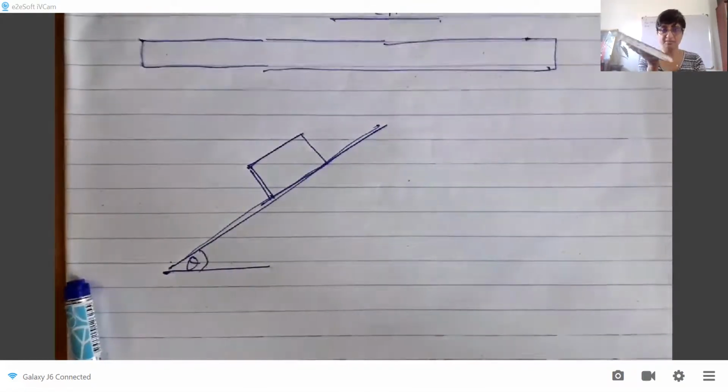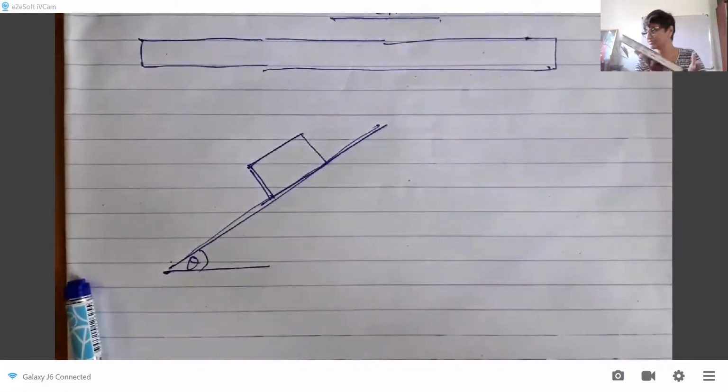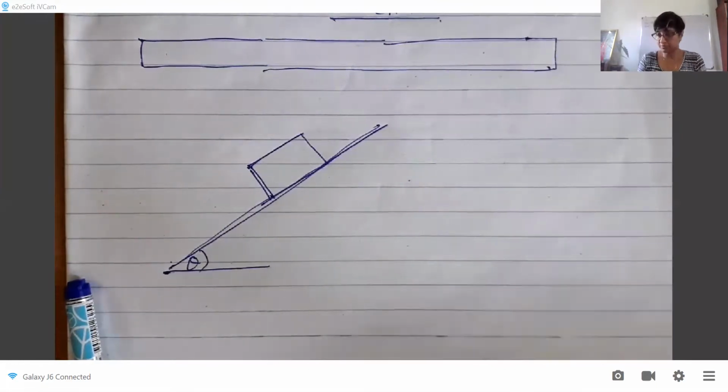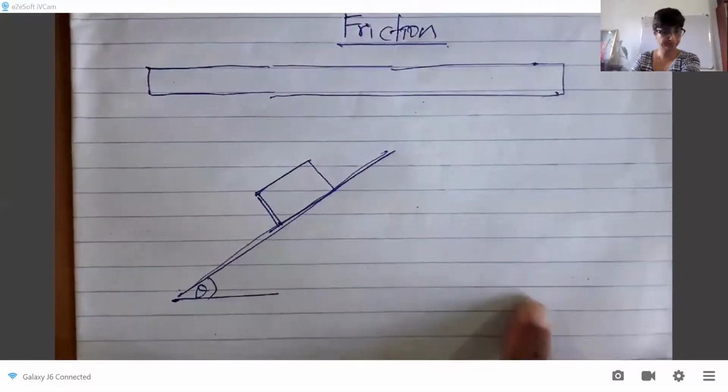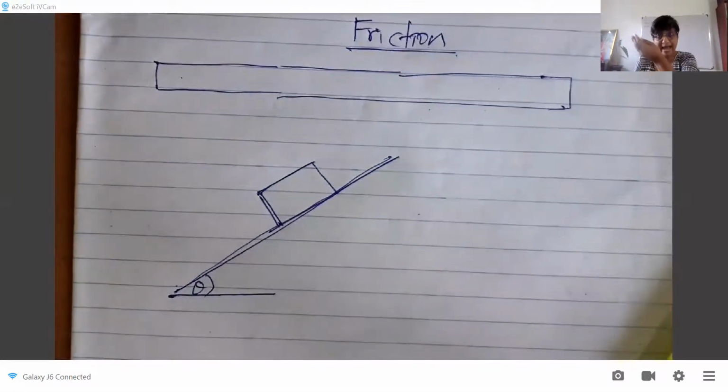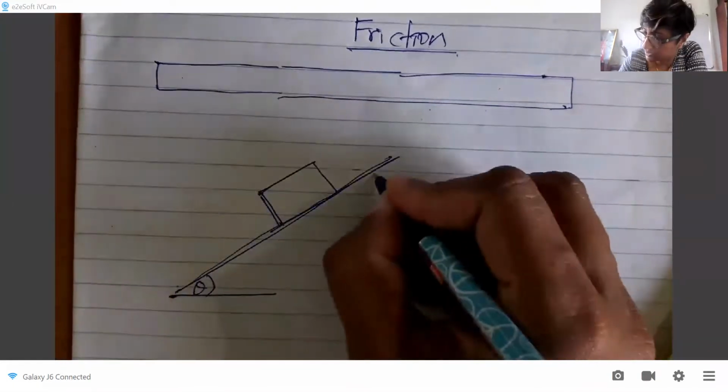Okay, so I take a smooth surface and keep a smooth object on it. If the surfaces are smooth, even if the angle is very small, when I keep it, this will slide down. What force is moving it down? It will accelerate down.